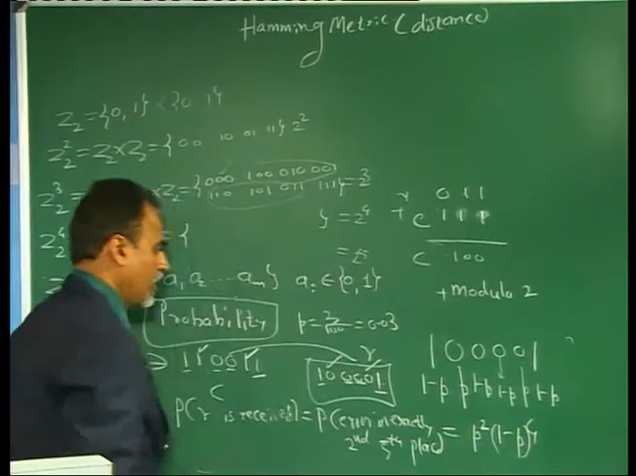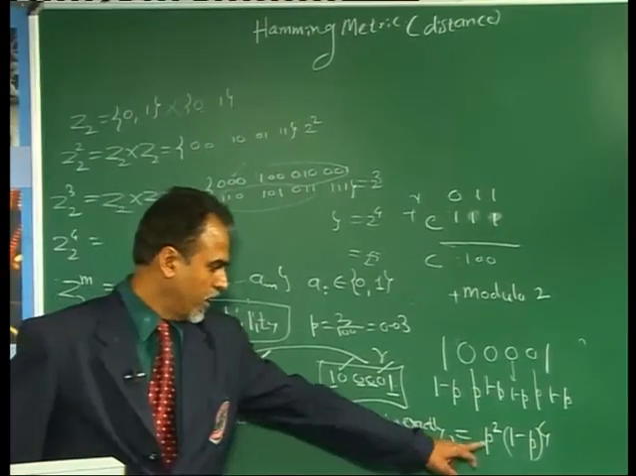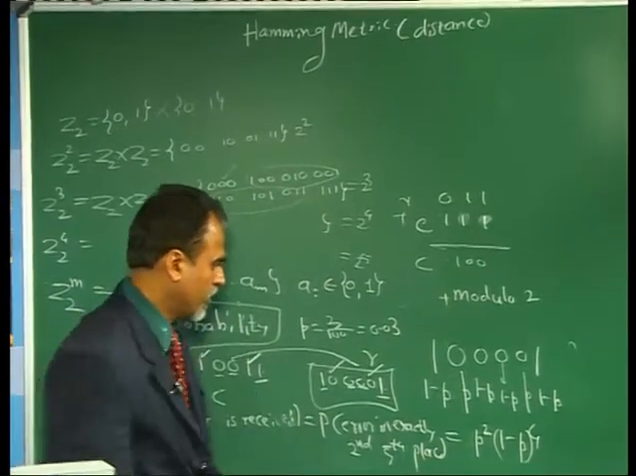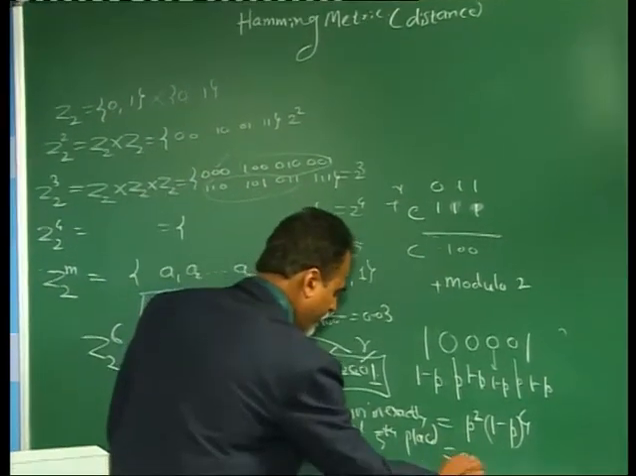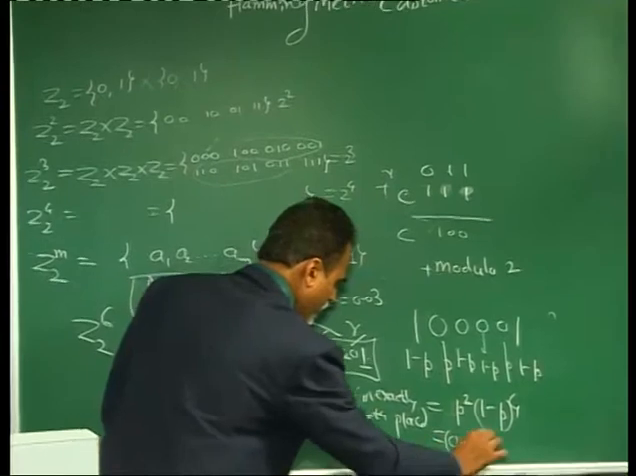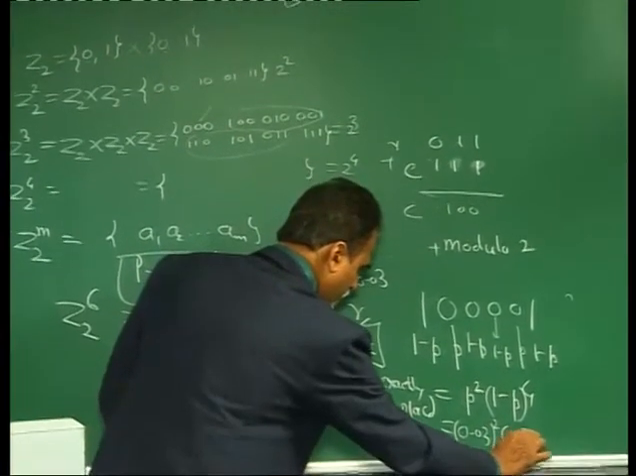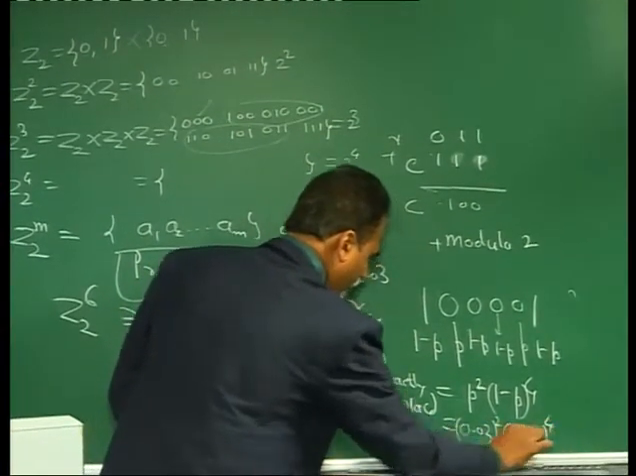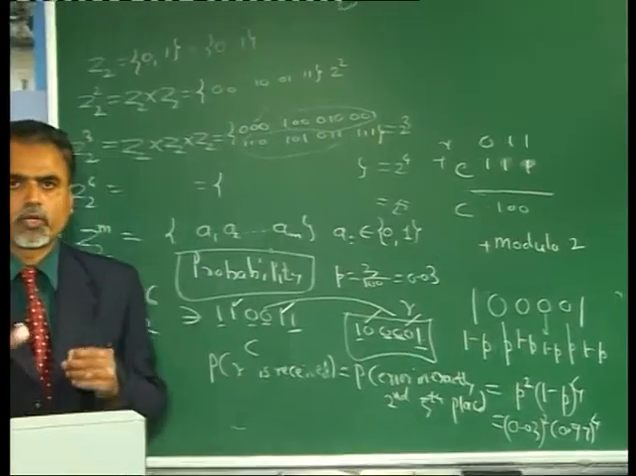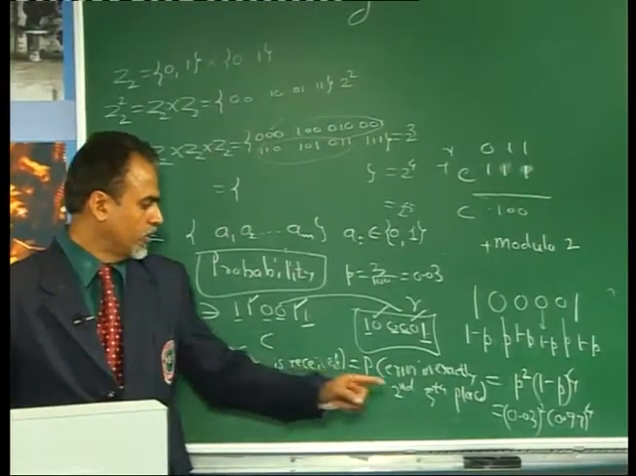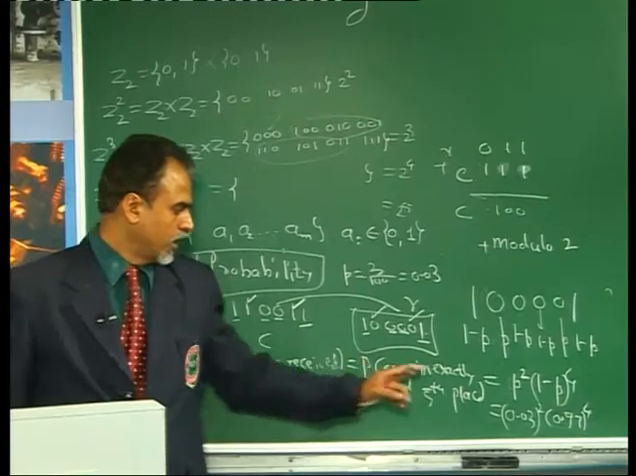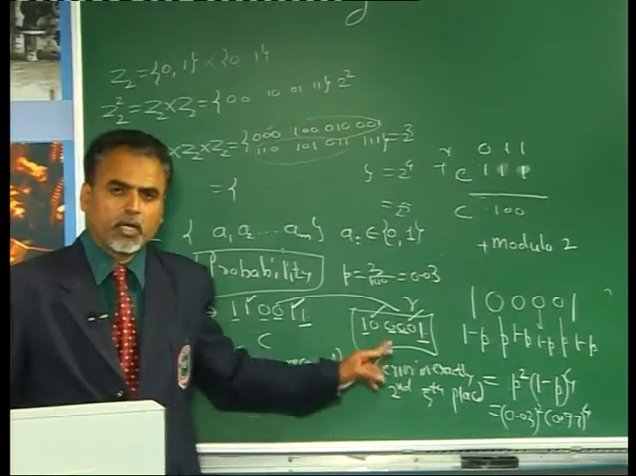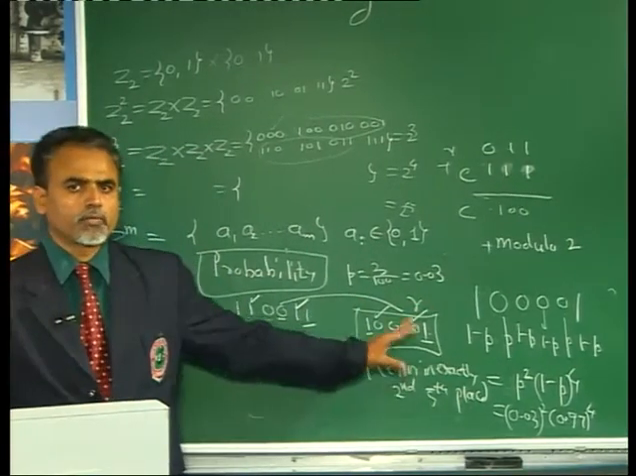The details we shall not work out. With p = 3 by 100, it is 0.03 raised to 2, and the remaining is 0.97 raised to 4. So we have worked out one example where we got the probability that exactly in the second and fifth place, the word is being received differently.